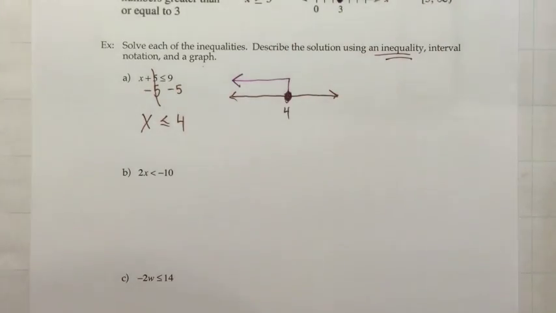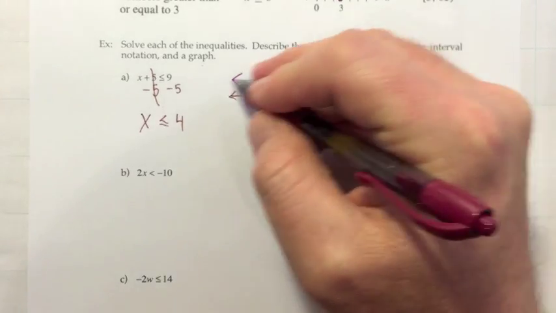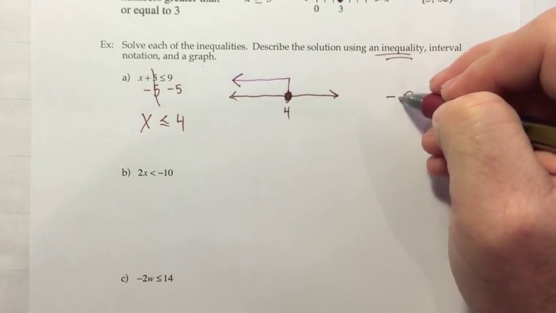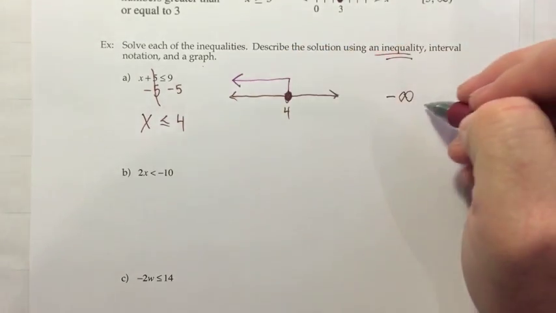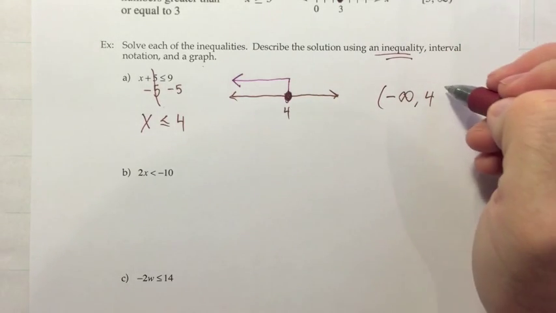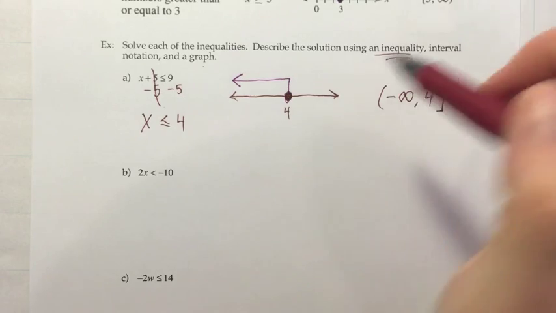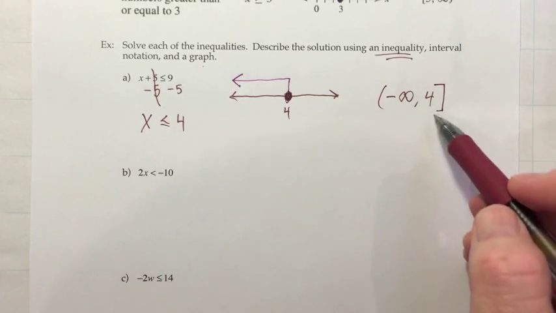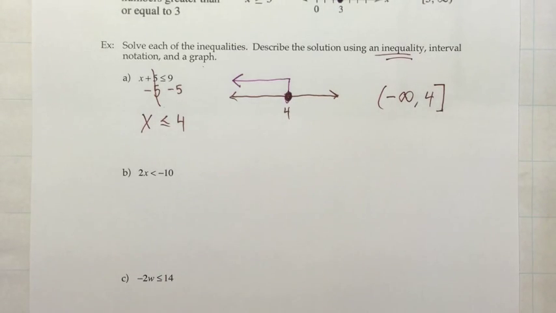And then as far as interval notation goes, what are the answers that work? On the left, our graph goes forever, so we have negative infinity. On the right, we have the 4, so those are our two boundaries. Negative infinity can never be included. The 4 has a solid circle because of the "or equal to," so it is included, and we put the bracket to indicate that.